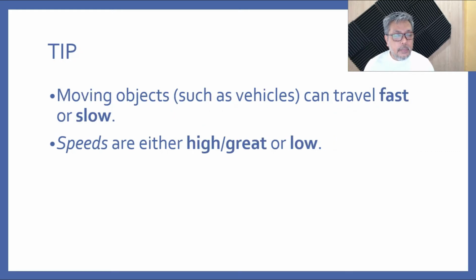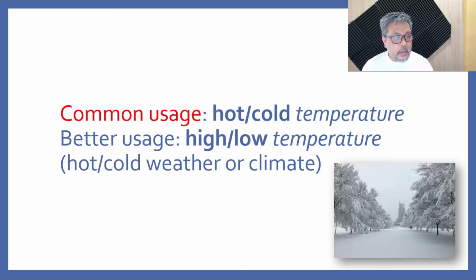So here's the tip. Moving objects such as vehicles, cars, bicycles, whatever it is, can travel fast or slow, but speeds are either high or low, or great or low. So remember that.